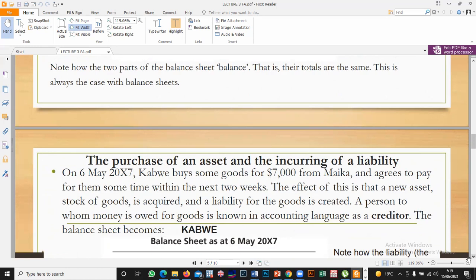Meaning that Kabe buys goods from Micah on credit. Okay, we looked at credit in our previous lectures, where he has to be paying in 2 weeks' time. Now the effect of this is that a new asset, stock of goods, is acquired and the liability for the goods is created. Now, a person to whom money is owed for goods is known, in accounting language, as a creditor.